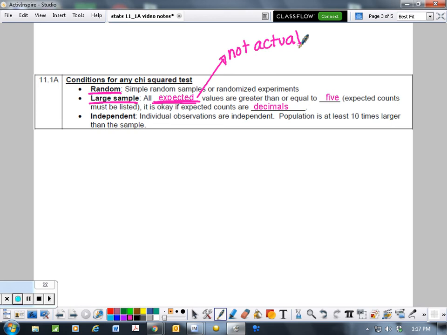And because we're going to be computing expected values, it's okay if they're decimals. In fact, a lot of times our expected values will be decimals. And then of course we have our normal independence condition, because that allows us to work with the idea of standard deviation and calculating our probability.